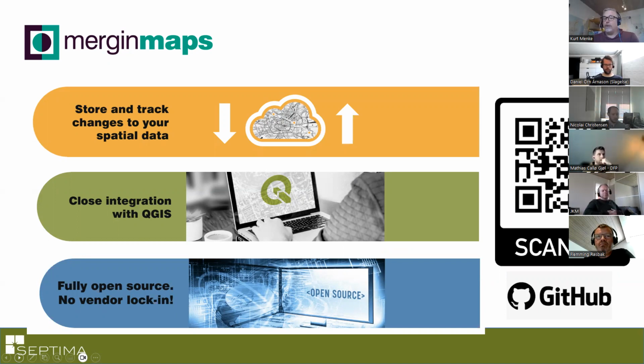There's a few different ways you could access Mergin maps. You can have a subscription through Lutra Consulting. You could also consult with Septima. We're also hosting Mergin maps for customers, and then they've also open sourced the Mergin maps stack, so you can install your own Mergin maps server in your office and be in full control of your data and everything else. So there's a few different options for getting this set up in an office.